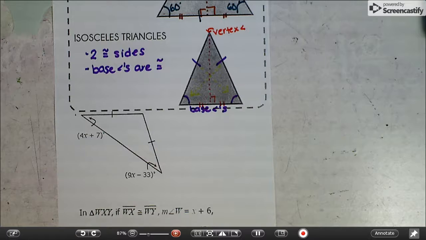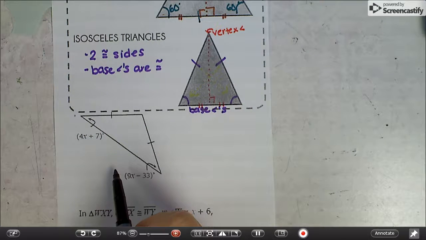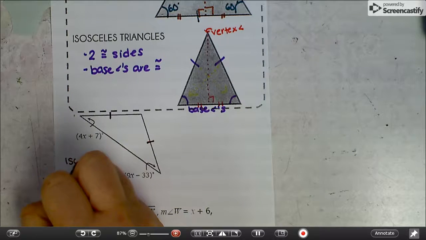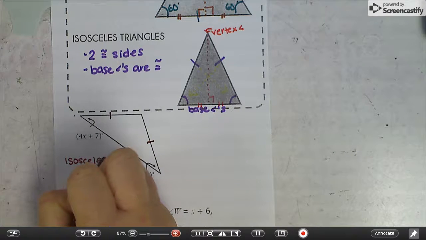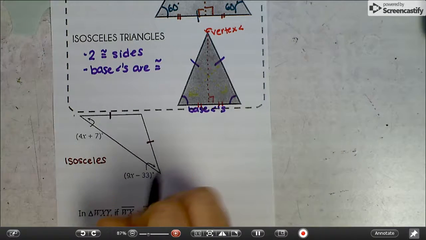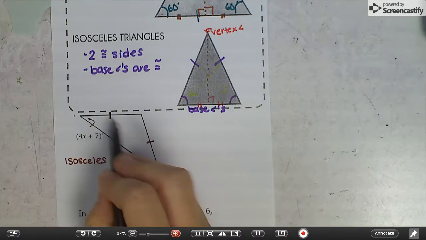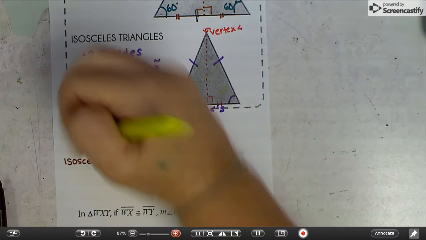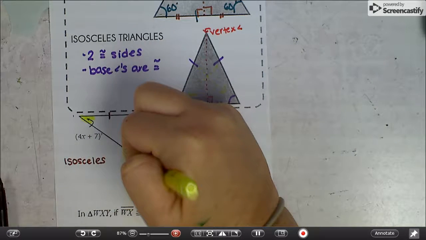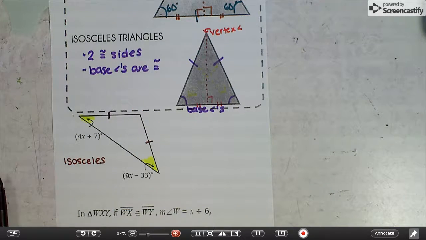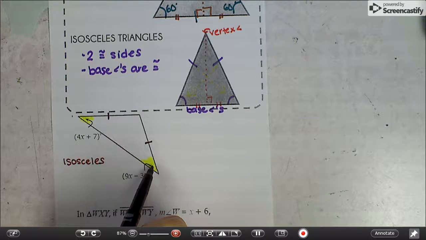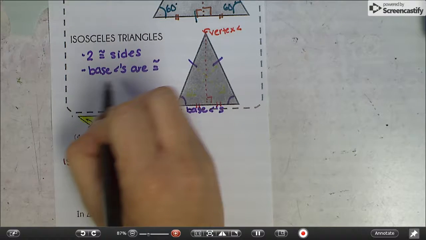The first example is pretty much as basic as you can get. This triangle has two congruent sides, so it's isosceles. And we're not talking about sides in this picture. The sides tell us it's isosceles, but you can see our angles we're looking at are this one and this one. Since those angles are across from the congruent sides, then those are the base angles.